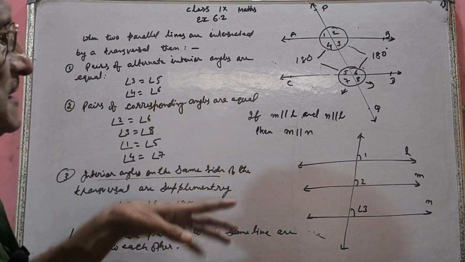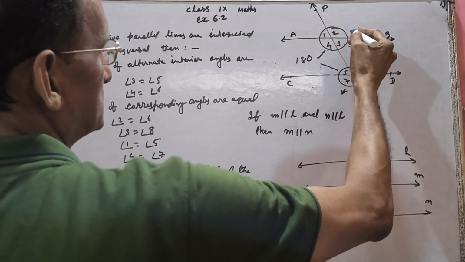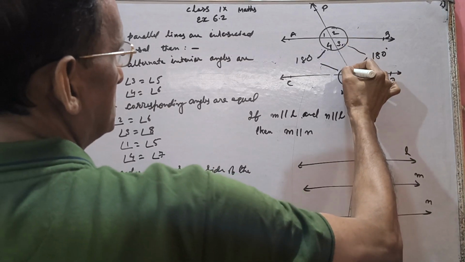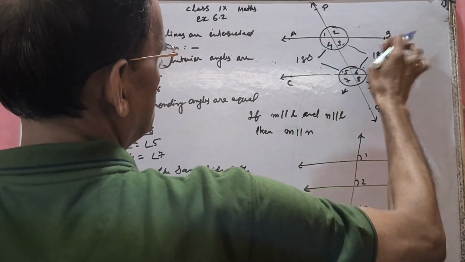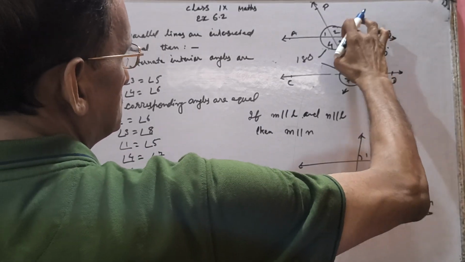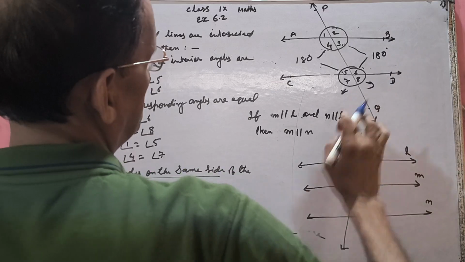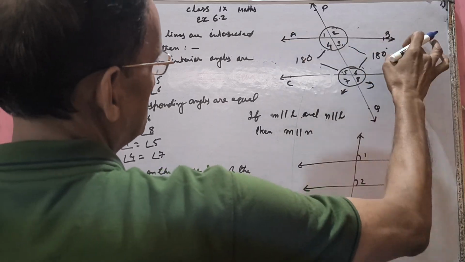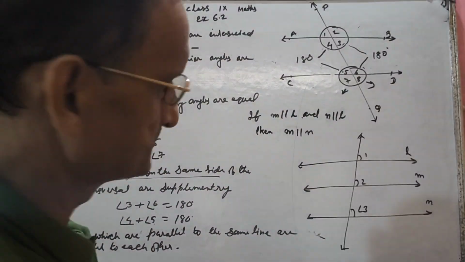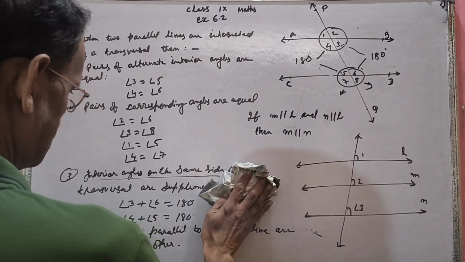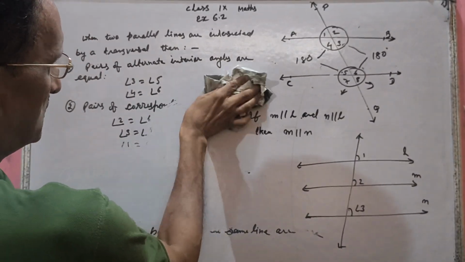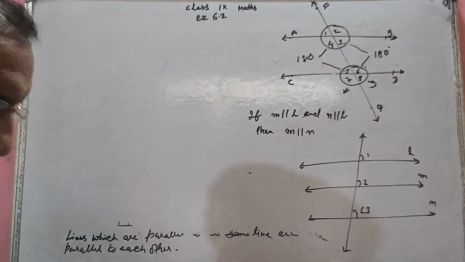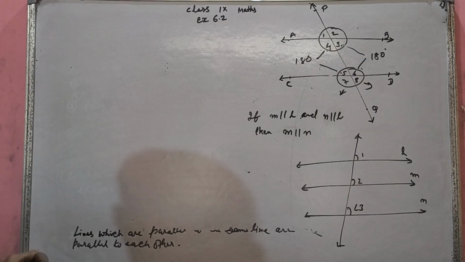What do we do in the converse? If you are able to show that angle 3 equals angle 5, then AB will be parallel to CD. If angle 2 equals angle 6, then AB will be parallel to CD. If angle 3 plus angle 6 is equal to 180 degrees, then AB will be parallel to CD. The converse is also true. These are the first three concepts you should keep in your mind. You have the idea about this right from class 7.